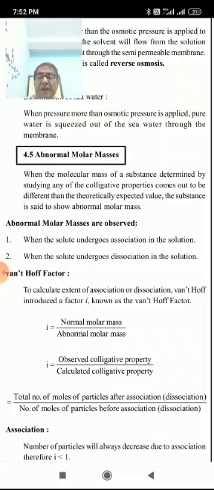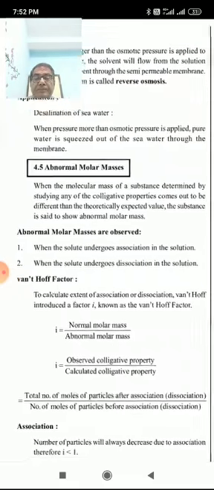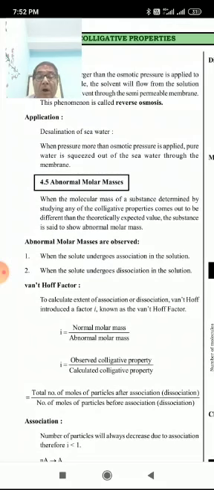Or you can define Van 't Hoff factor i as the ratio of the observed colligative property to the calculated colligative property. Or i is the ratio of the total number of moles of particles after association or dissociation to the total number of moles of particles before association or dissociation.